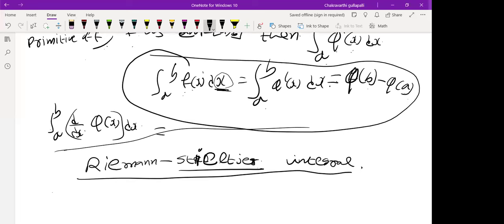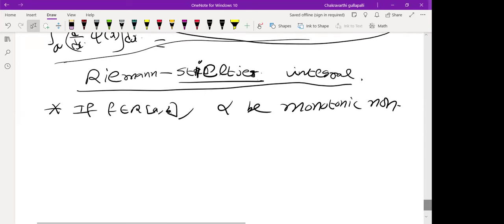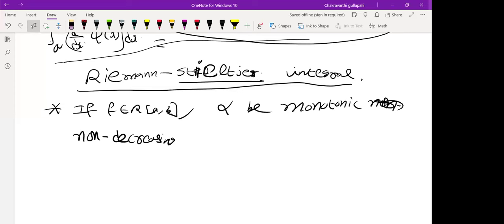So the important statement is, if f is Riemann integrable on [a,b] and alpha is monotonically non-decreasing, monotonic non-decreasing function on [a,b]. You may sometimes be asked to state under what conditions. Is it applicable for all alpha, or what are the conditions that should be imposed on alpha? That should be clear. Non-decreasing does not mean increasing. Non-decreasing means it may be increasing or it may be a constant function also.